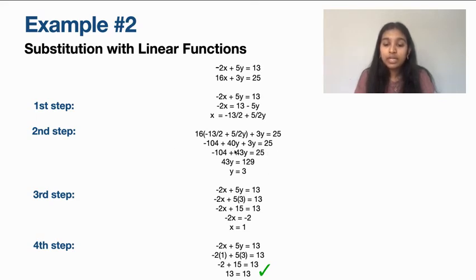We put together the common factors. 40y plus 3y is 43y. We add 104 to both sides, and we get 43y equals 129. And we divide both sides by 43, which gives us y equals 3.